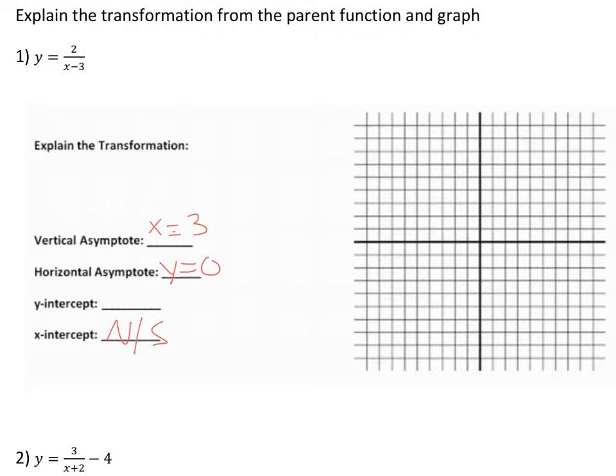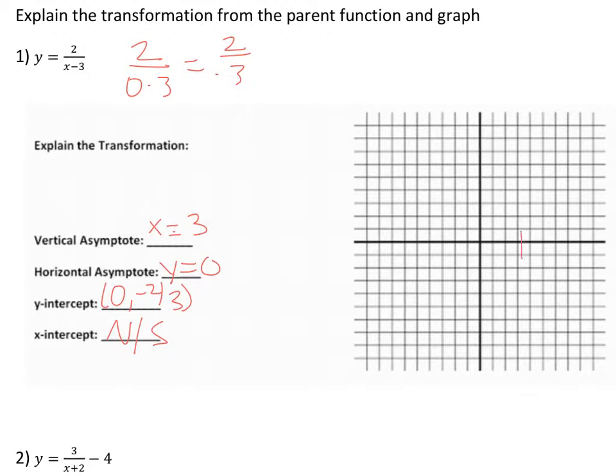Y-intercept, if I plug 0 in for x, that's what y-intercept means. That x is equal to 0. It's always opposite. 0 minus 3 is equal to negative 3, so I have 2 over negative 3, which is the same thing as negative 2/3. So I'm going to plot this stuff.